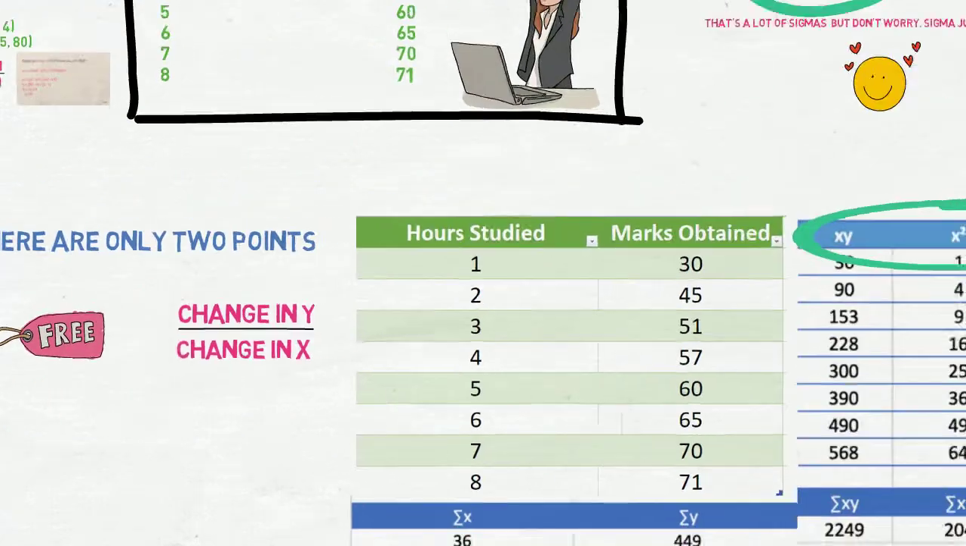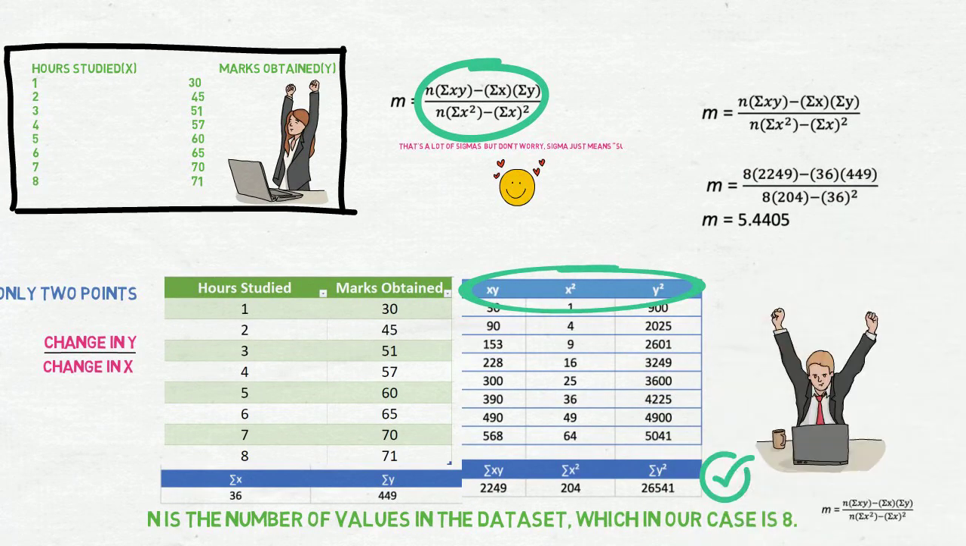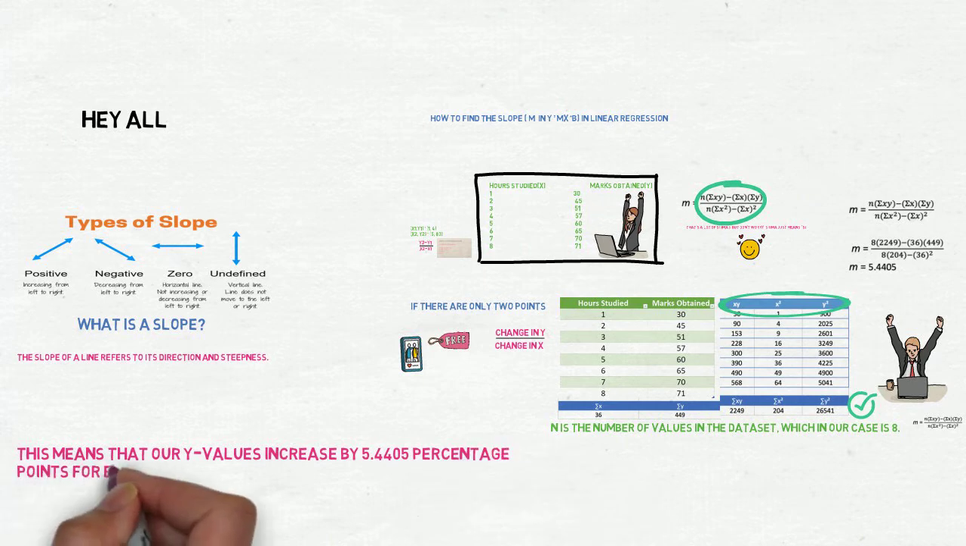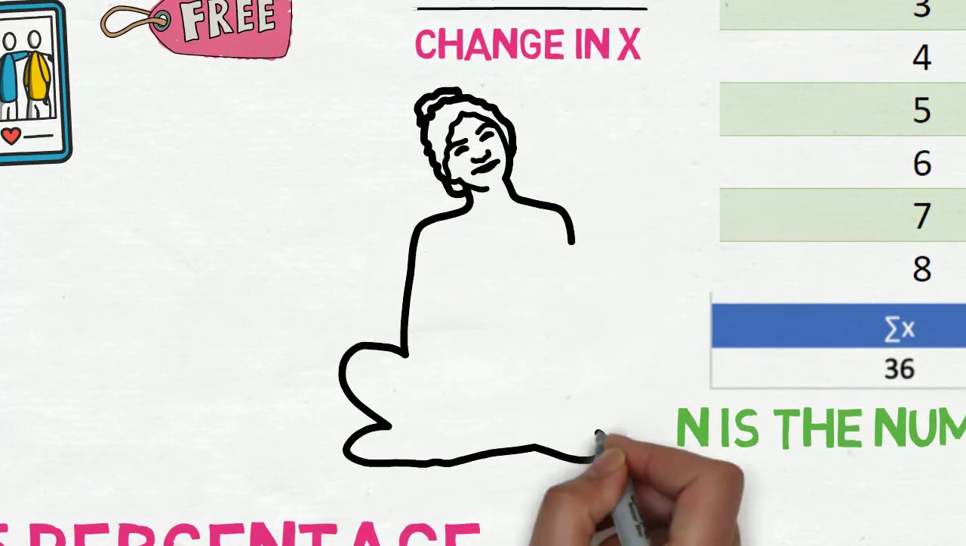Okay, now when we substitute the values in our equation, we get the slope as 5.4. This means that our line y-axis increased by 5.4 percentage points for every 1 hour that a student studies. Hope you got a clear idea about how to find the slope.